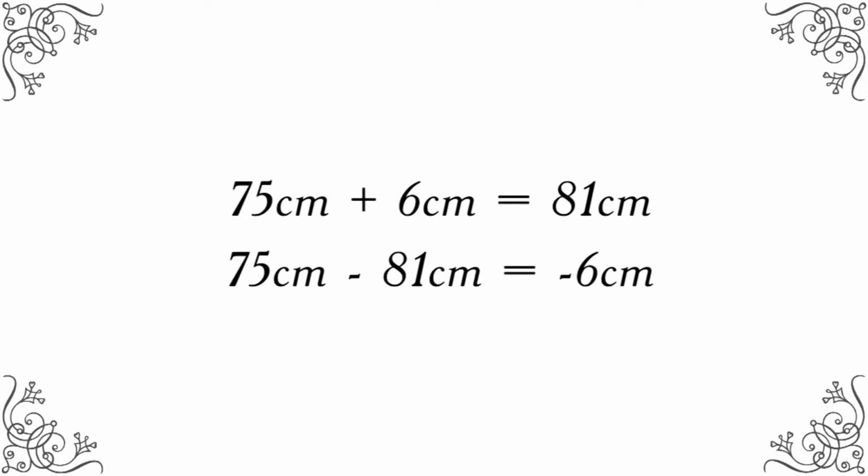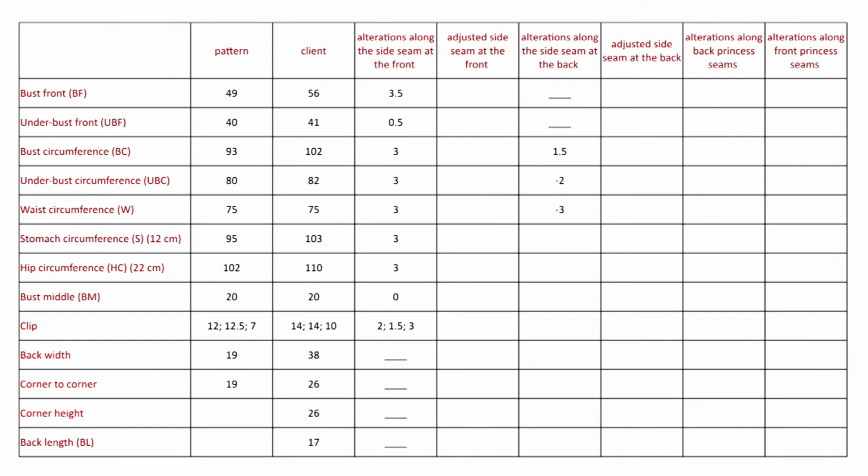I divide it in half. As a result, I need to narrow the back down by 3 centimeters from each side along the waistline. I write -3 in the table.